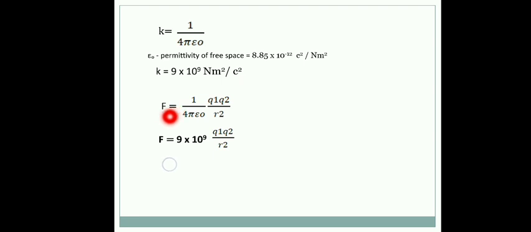Okay. So how can you write an expression for force? Again, force F is equal to K Q1 Q2 by R square, and what is the value of K? 1 by 4 pi epsilon naught. So F equal to 1 by 4 pi epsilon naught into Q1 Q2 by R square. Now you know the value of 1 by 4 pi epsilon naught. What is it? 9 into 10 raised to 9, then Q1 Q2 by R square. So this is the mathematical expression for Coulomb's law.